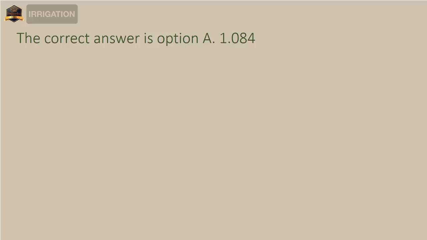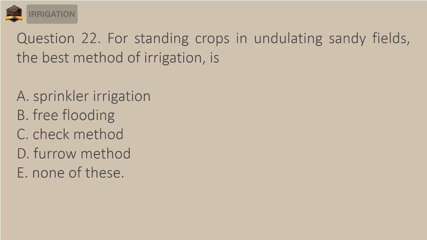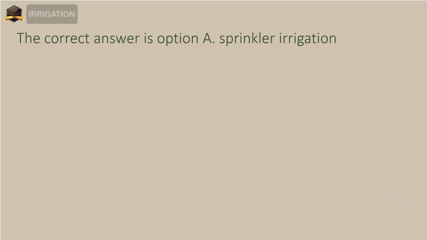Question 22. For standing crops and undulating sandy fields, the best method of irrigation is A. Sprinkler irrigation, B. Free flooding, C. Check method, D. Furrow method, E. None of these. The correct answer is option A, sprinkler irrigation.